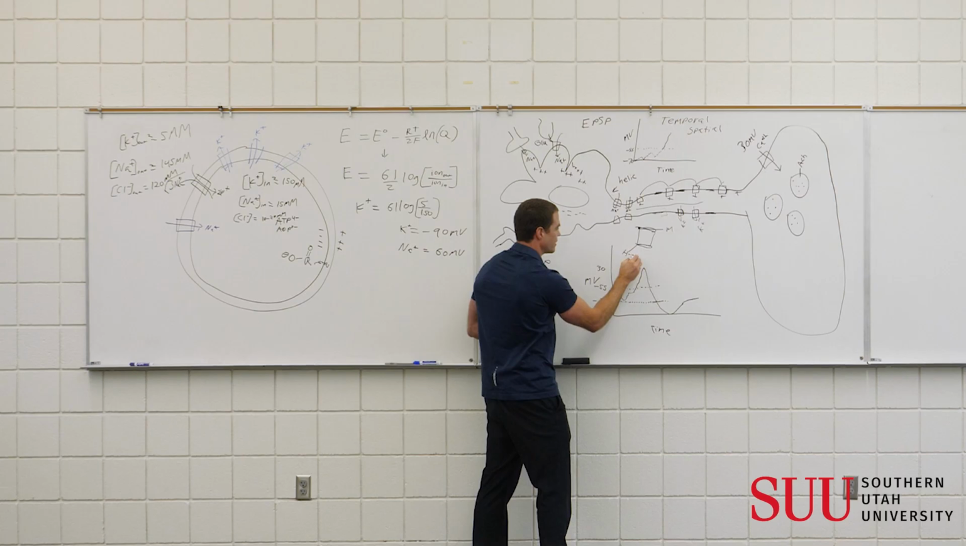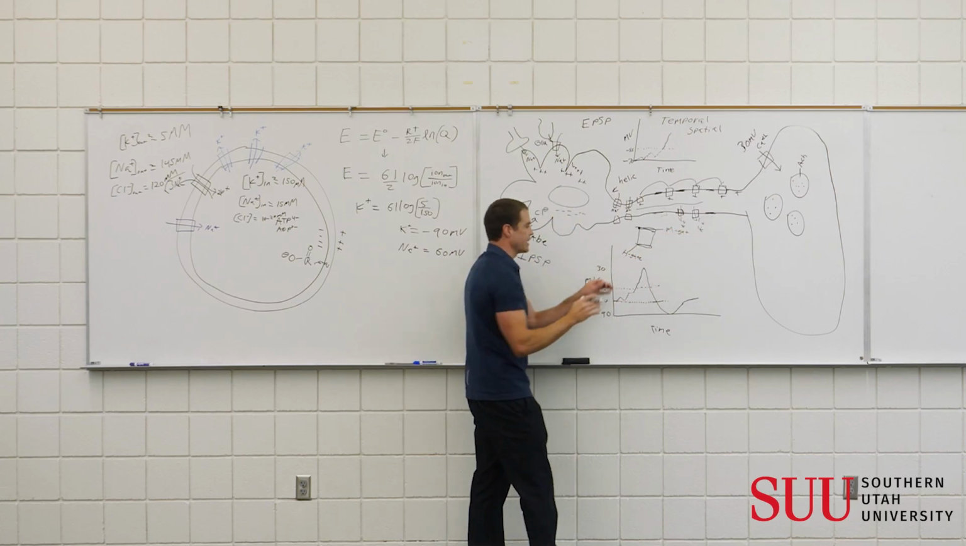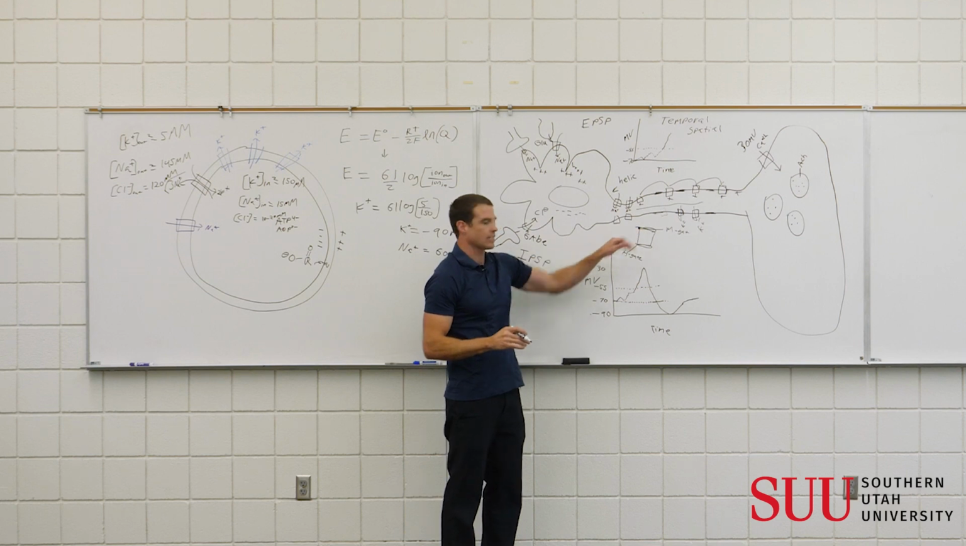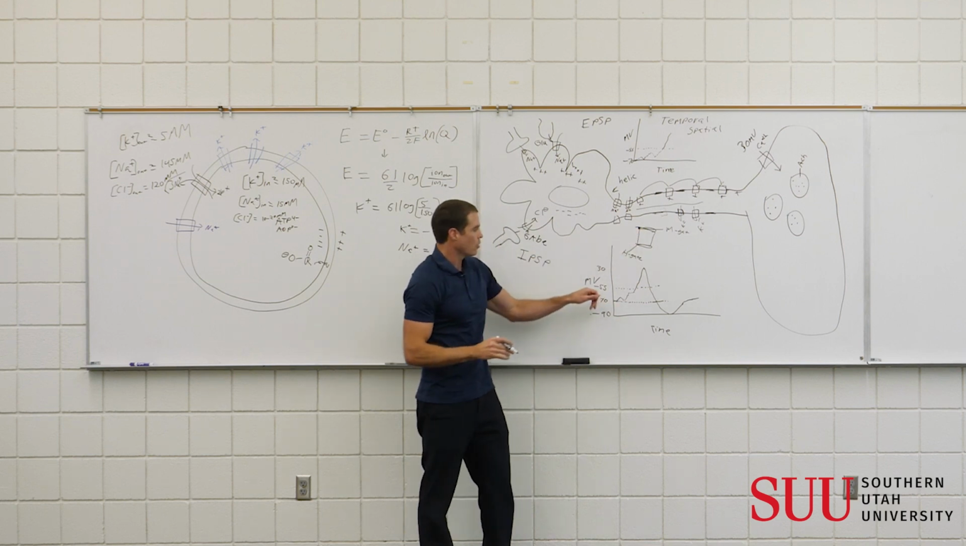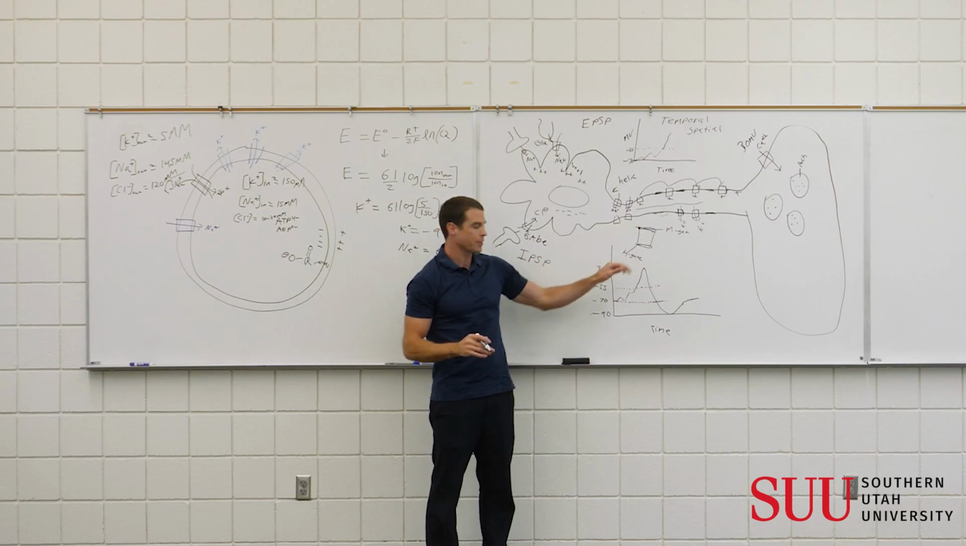So we have the M gate, and this is the inactivation gate and the activation gate. And at rest, at negative 70 millivolts, this is what this channel looks like.